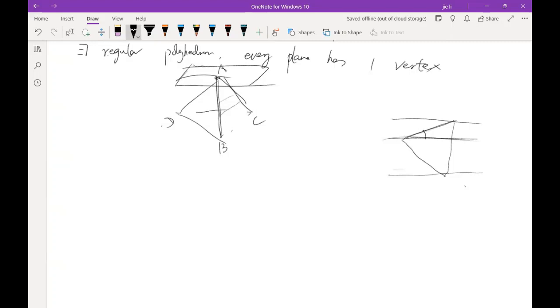Anyone can think about projection? Anyone?